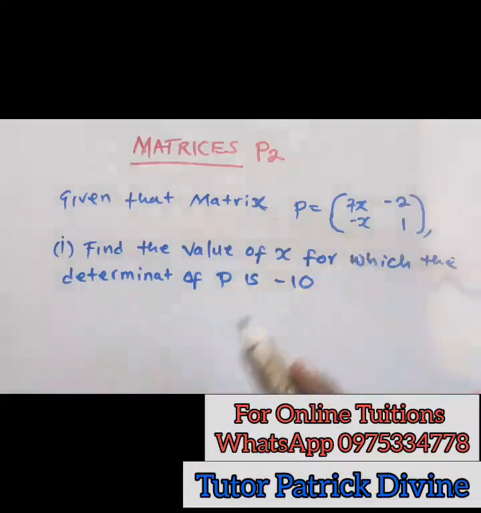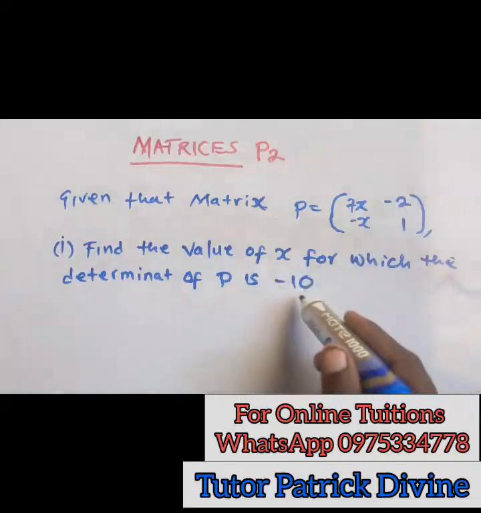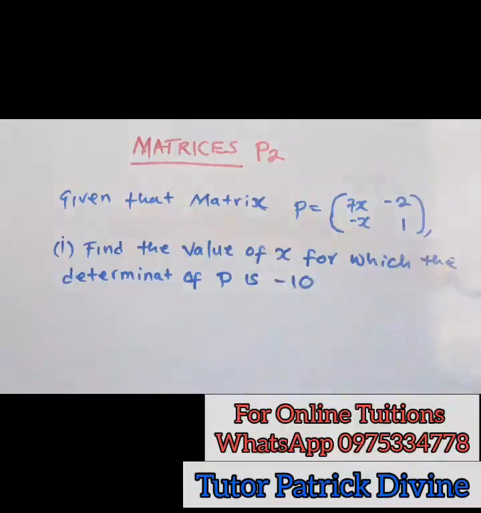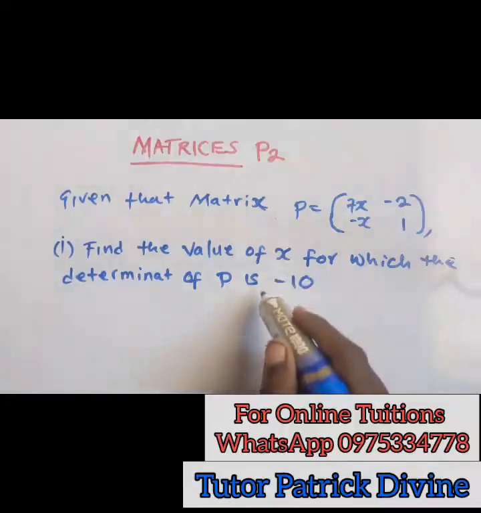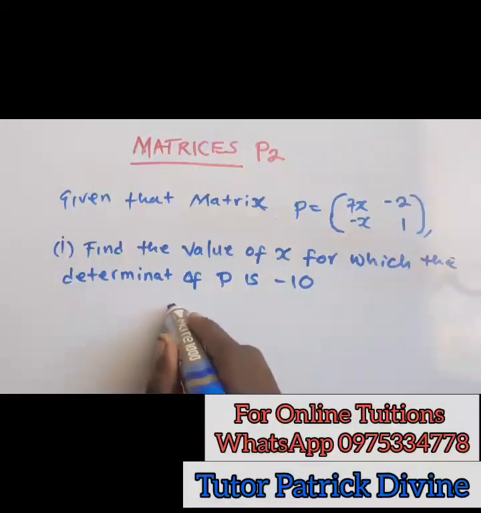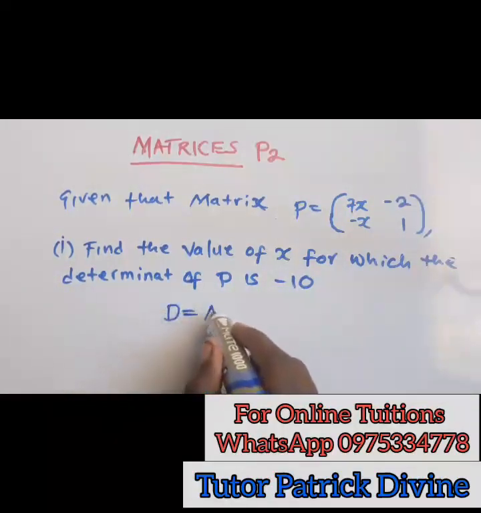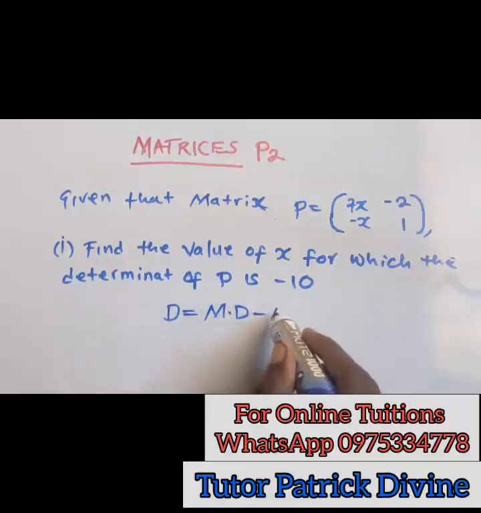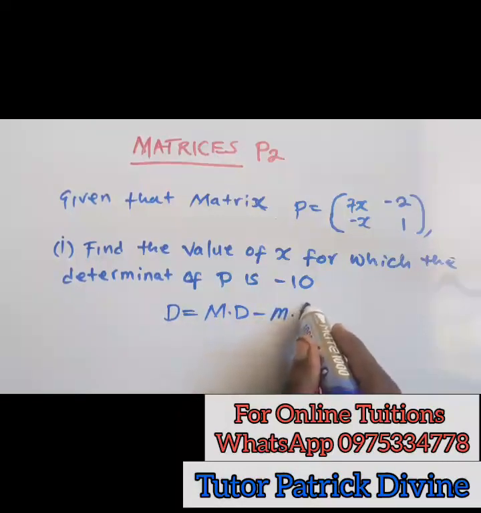So how do you find the value of x when you are given the determinant? You are going to use the formula for the determinant. The formula for the determinant is equal to major diagonal minus minor diagonal. Let me put it like that: major diagonal minus minor diagonal.